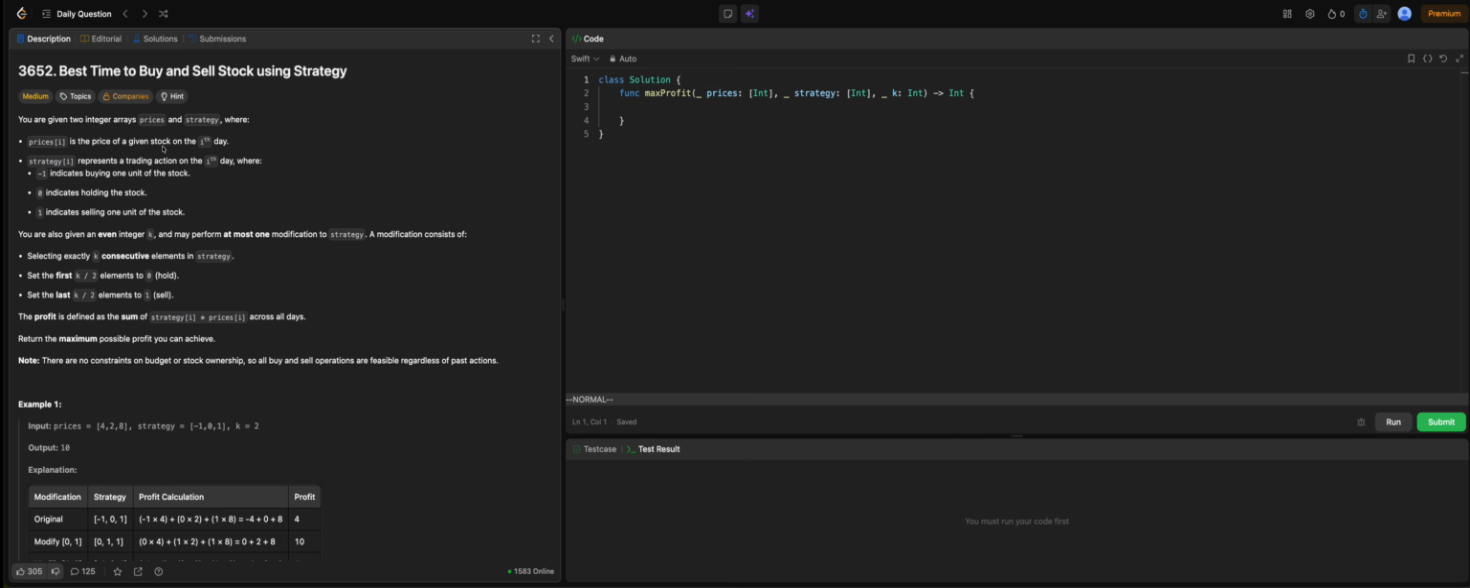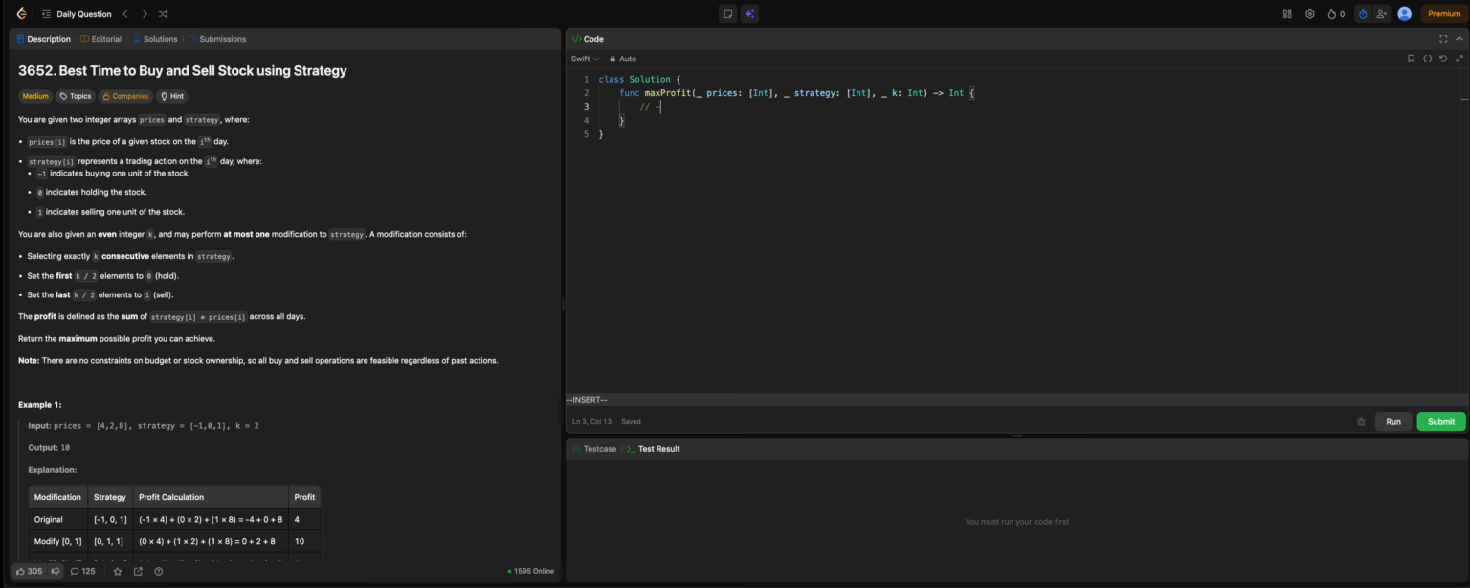So we are given two integer arrays, price and strategy, where price[i] is the price of the given stock on the i-th day, and strategy represents a trading option on the i-th day, where -1 indicates buying 1 unit.